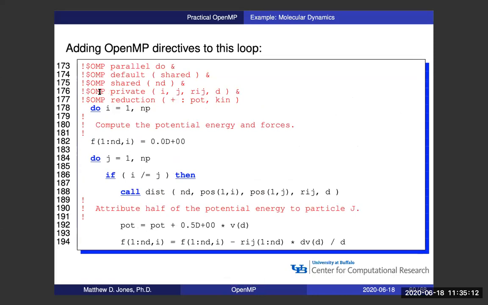So if I do that, it's as simple as adding those 5 lines that you see there at the top. So a single merged parallel do. We'll set up our default shared and private variables. We'll do a reduction on the potential and kinetic energy. And that's all we're going to do. We'll just add those lines and run with that.